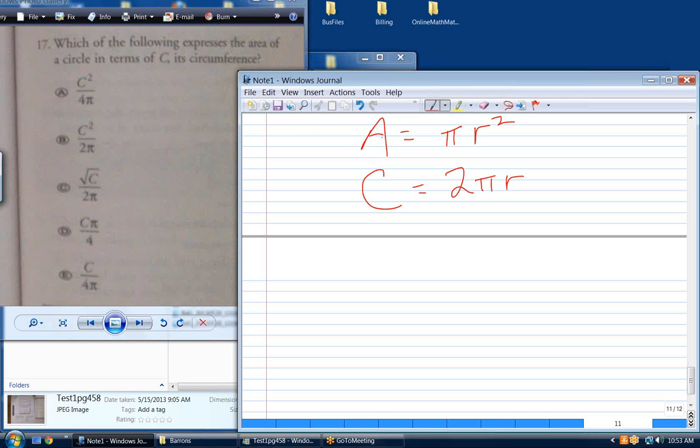So how are we going to answer this question? How are we going to answer a as a function of c instead of as a function of r? Make them equal to each other? They're not, though. Area is not the same as circumference, so we can't make it equal to one another. However, we can solve for r in this equation, 2 pi r. What do you get when you solve for r?